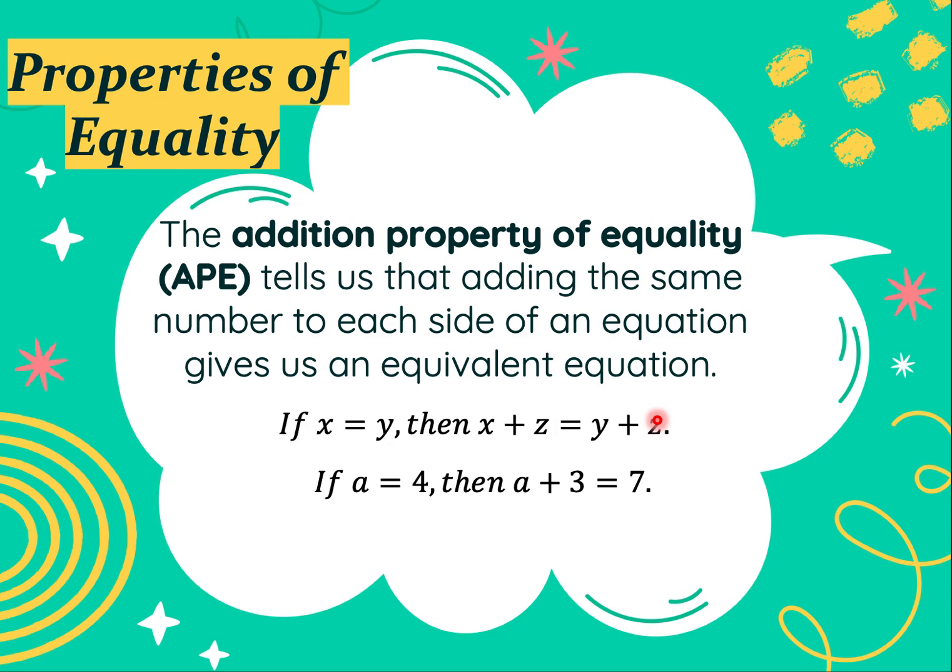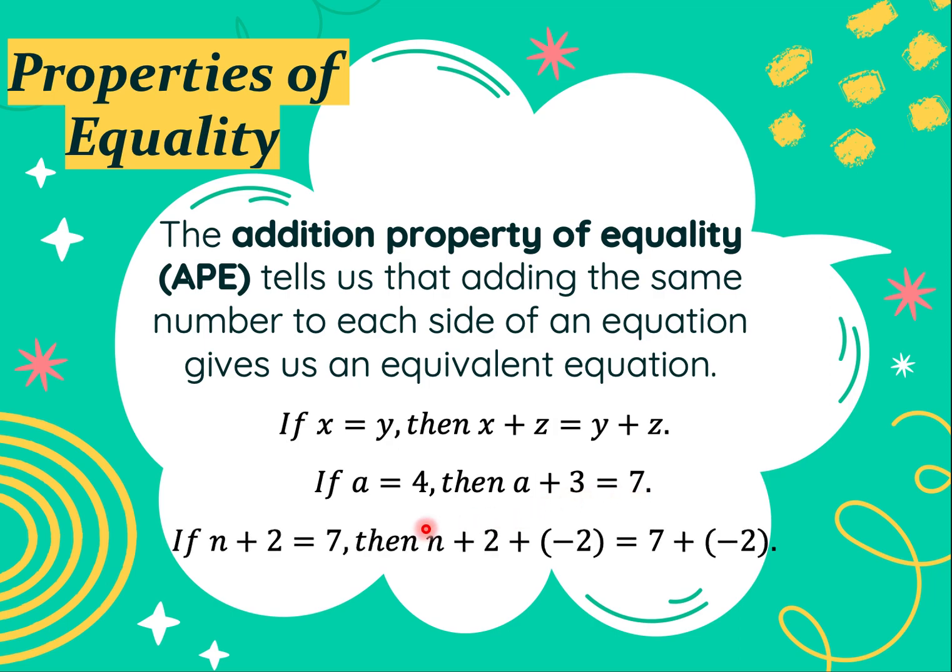Another example: if a is equal to 4, then a plus 3 is equal to 7. As you can see here, we add 3 on both sides of the equation. Adding 3 to a gives a plus 3, and adding 3 to 4, the answer is 7. That's why the property here is the addition property of equality.